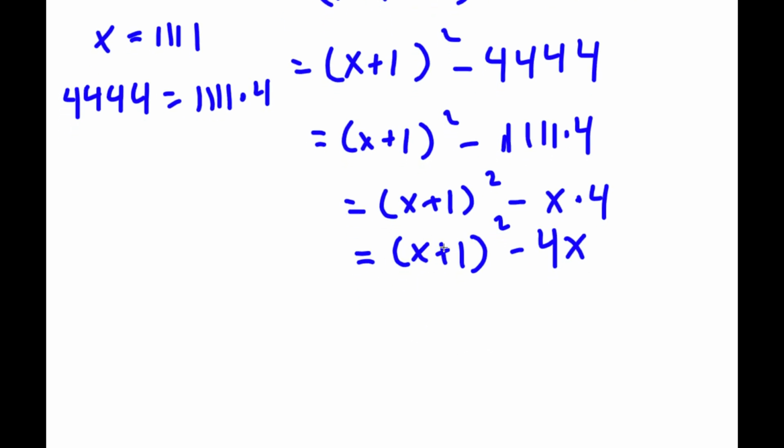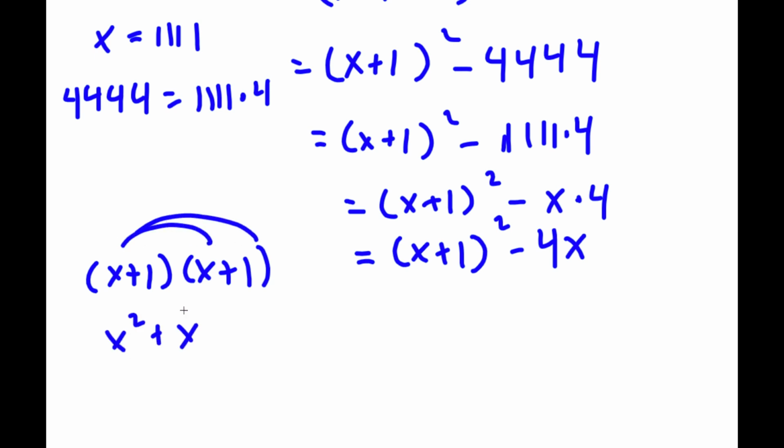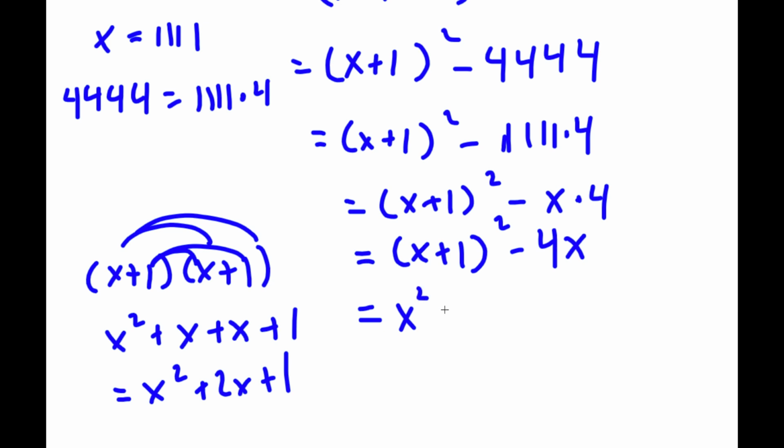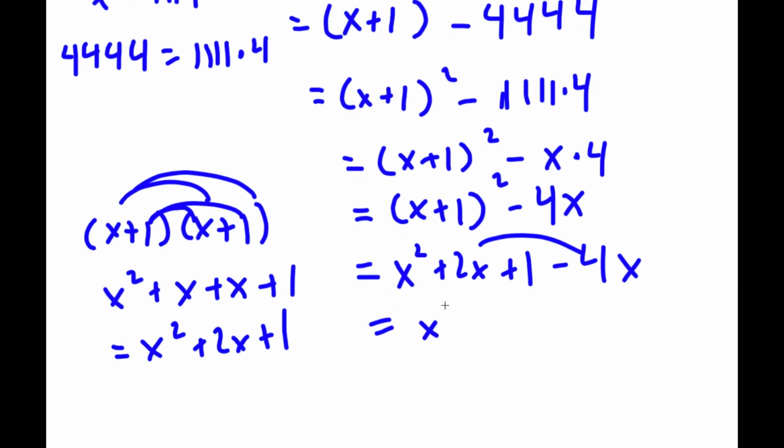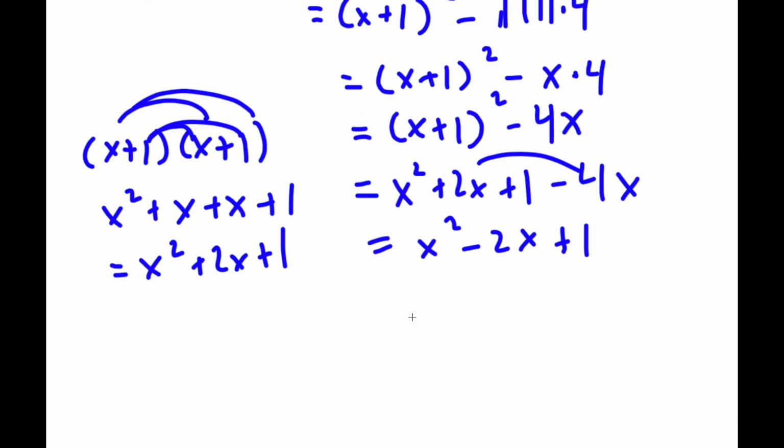Now again, we are going to solve x plus 1 squared. X plus 1 squared is, remember, x plus 1 times x plus 1. Distribute, we get x squared plus x. The 1 distributes, plus x plus 1. And this is equal to x squared plus 2x plus 1. So we will have x squared plus 2x plus 1 minus 4x. Now we combine like terms, so we have x squared, 2x minus 4x is negative 2x, plus 1.